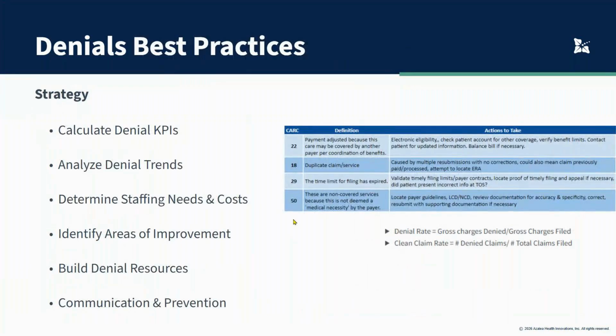So first thing is the best practices, and that is, do we know what our denial ratio is and what is our clean claim rate? I've got the formulas right there on the screen. Do you have any resources internally where you've put down like, hey, when this denial happens, here's what it means and here's what you need to do to fix it?